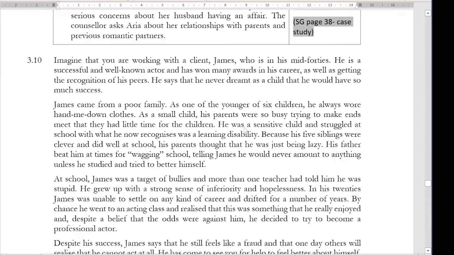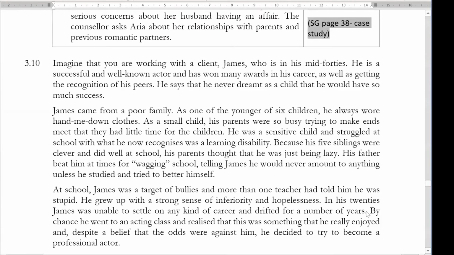As a small child, his parents were so busy trying to make ends meet. It's an expression, means trying to pay the bills. Yeah, just with the money they earn and the bills, just paying the bills. Or just feeding the children, living kind of week to week, month to month. In Khmer we say it's only enough for eating and then nothing left. Same thing. They had little time for the children.